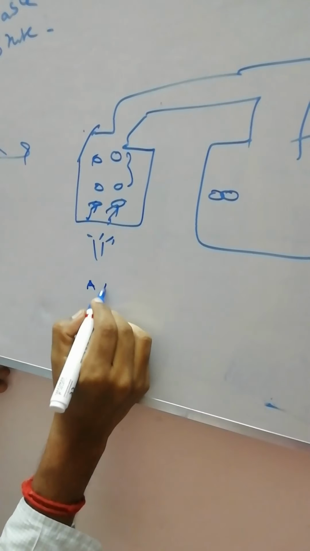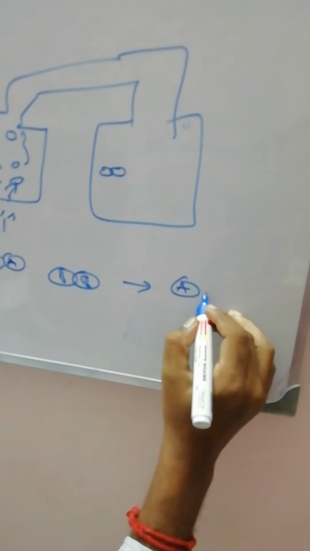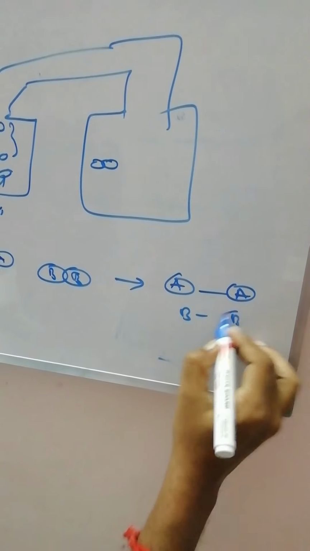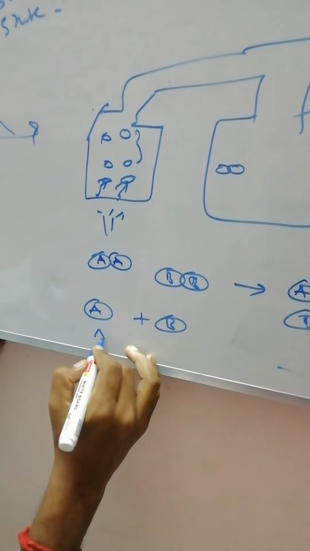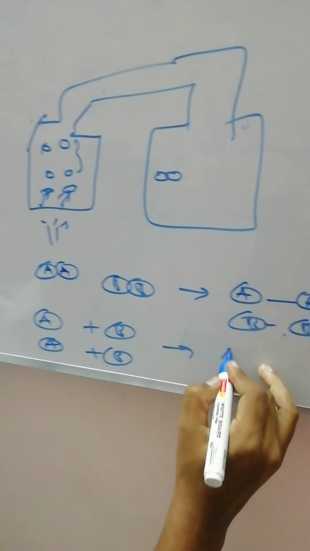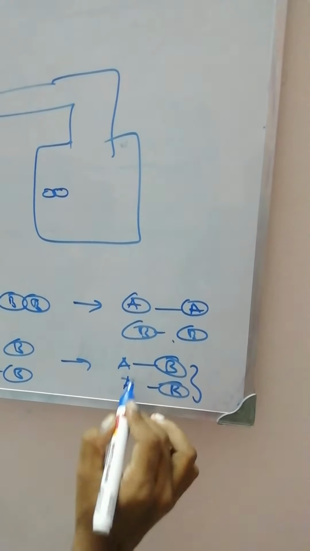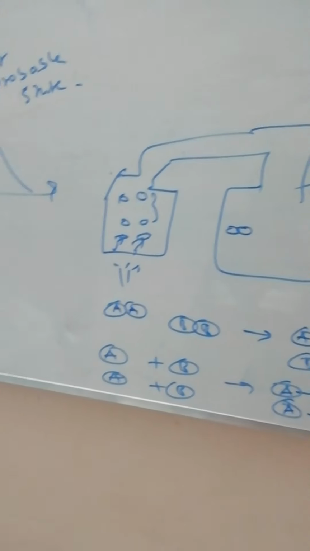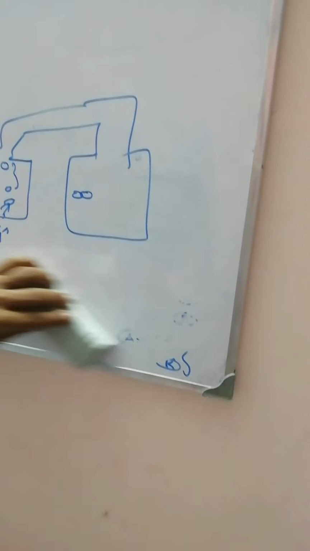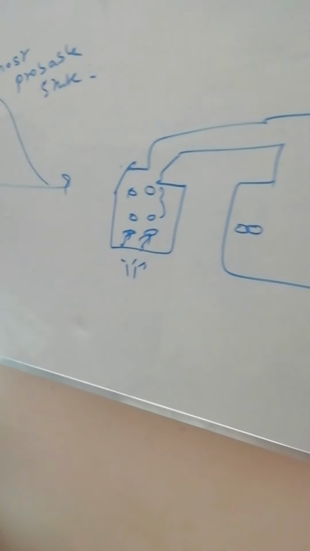That is A, B. Without proper orientation, it will not form AB. A, B is not a proper orientation. A plus B, positive and negative, will give AB. This is called proper orientation. So collision, equal amount of energy, and proper orientation lead to the formation of product. So all the molecules will not get the same kinetic energy.